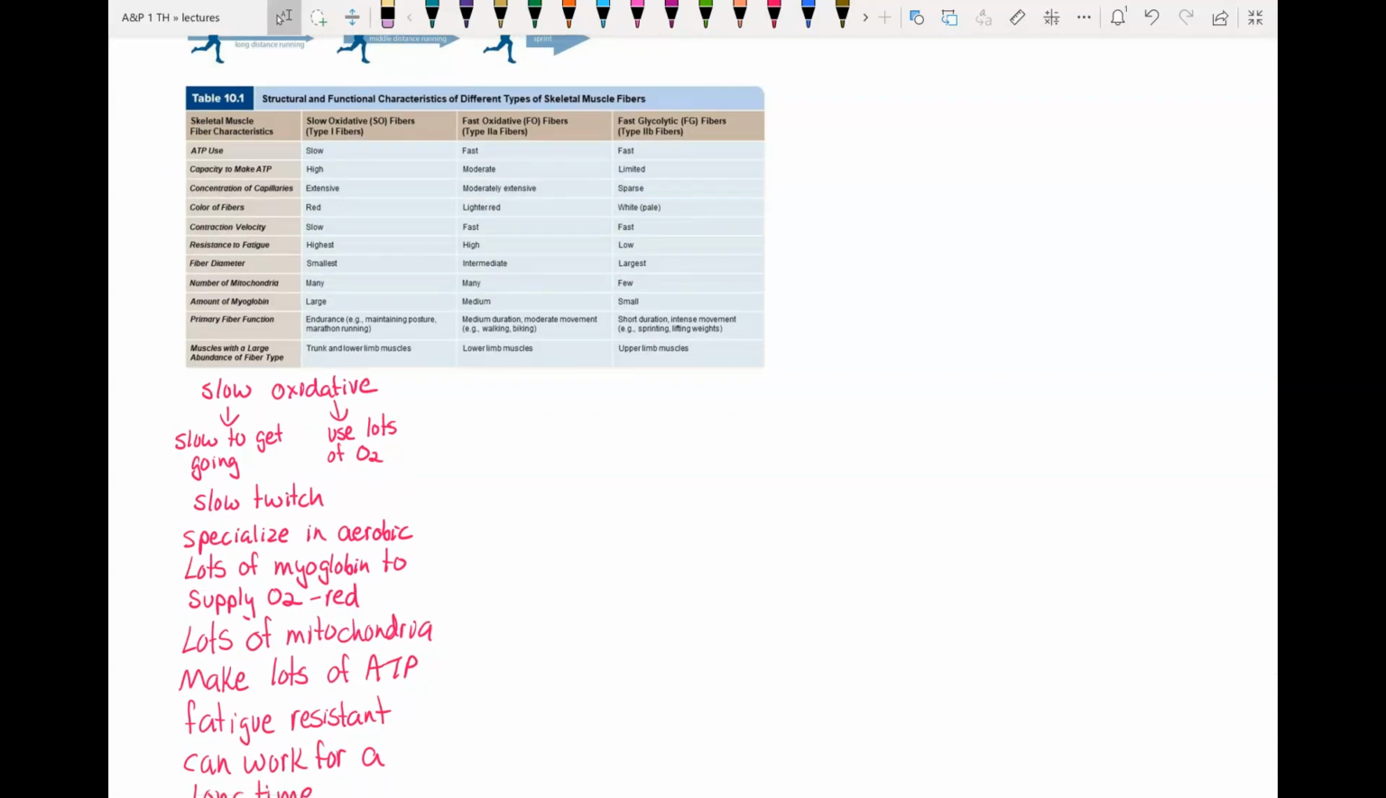So this chart shows some other features. I'm not going to talk about everything in the chart. I went over a few highlights, and you can look at this chart for the rest of the features of slow oxidative. Now let's look at fast glycolytic.